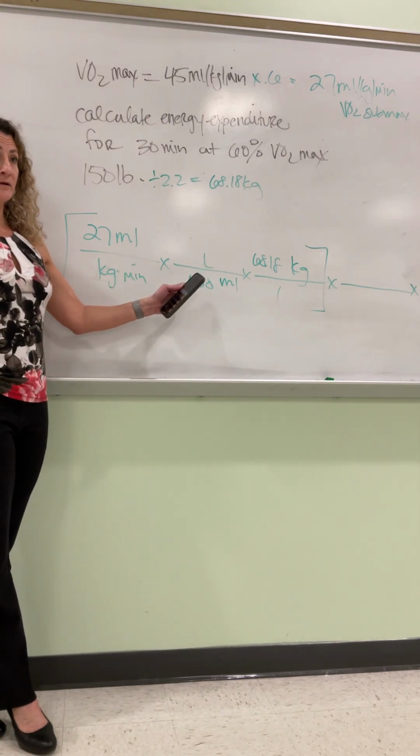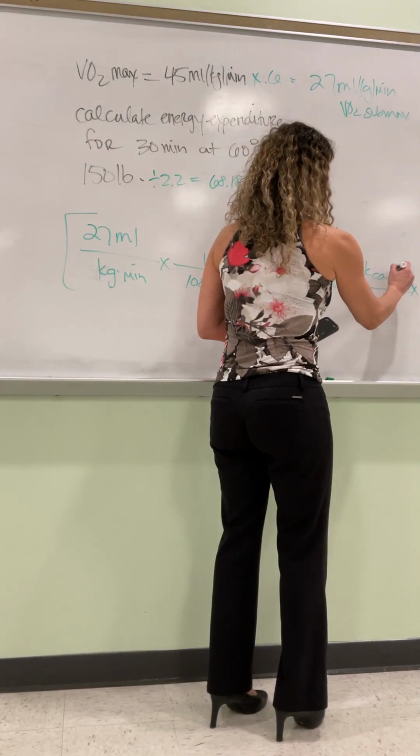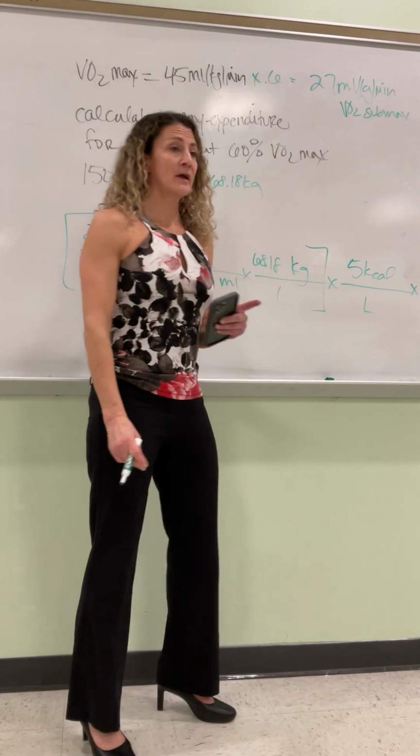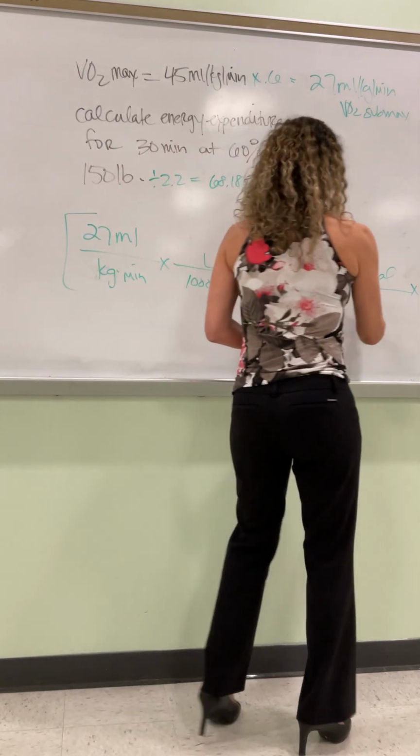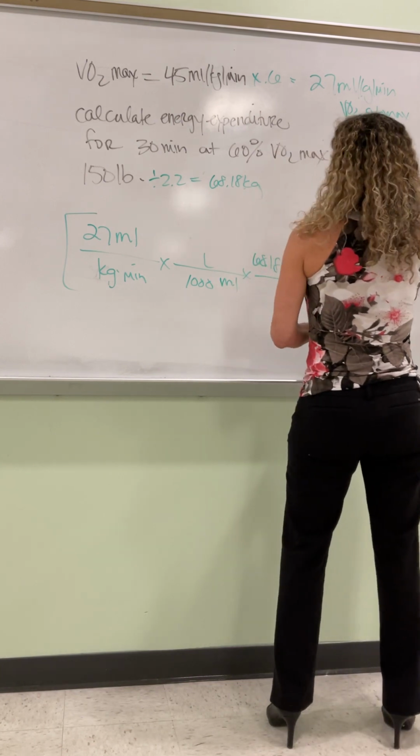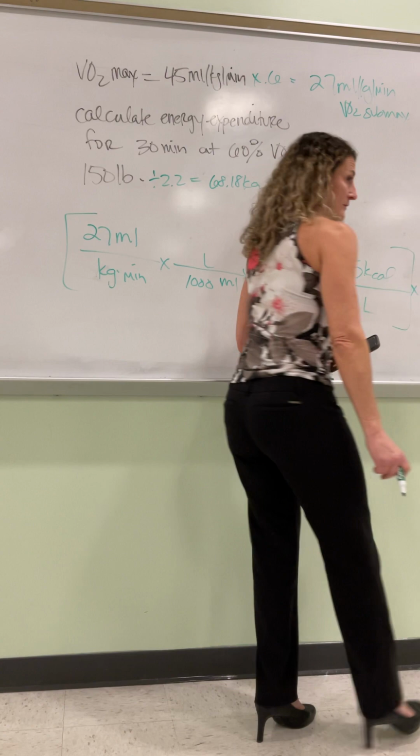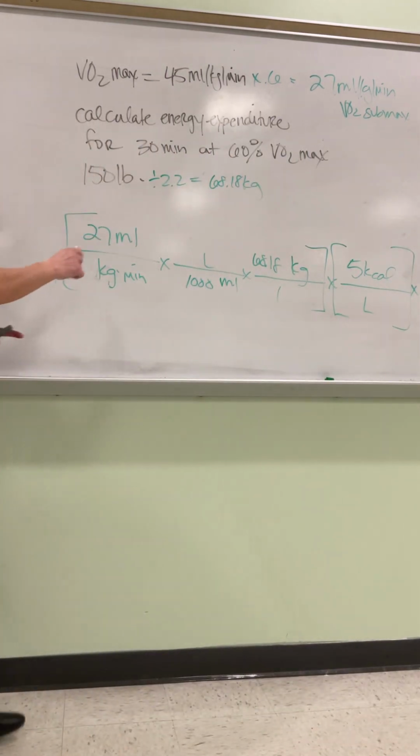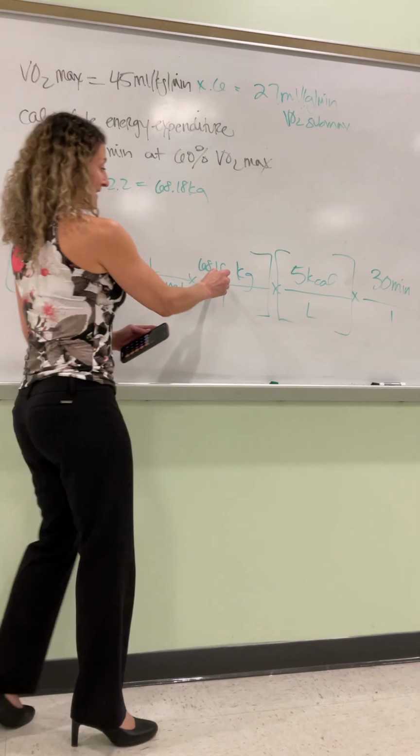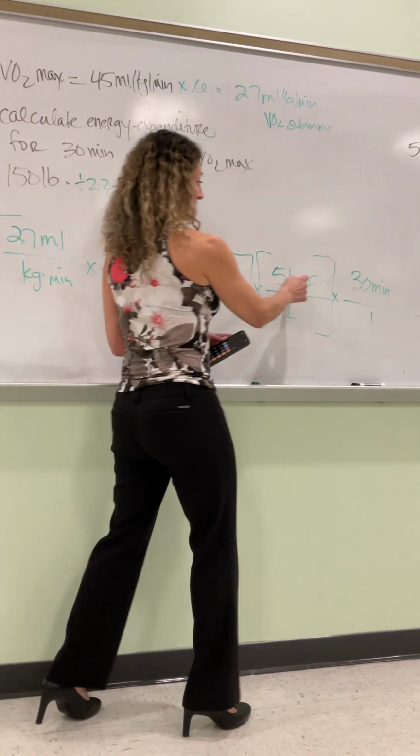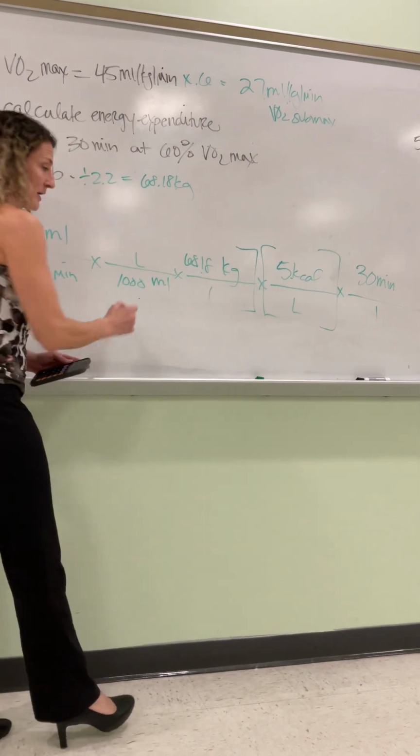liters per minute. Once we have liters per minute, we multiply by the caloric equivalent, 5 calories per liter, which will convert us into calories per minute. And then we multiply by minutes to convert it into calories. So here's what you type into your calculator: 27 divided by 1,000 times 68.18 times 5 times 30. Or you can do all the multiplication and then go back and divide by 1,000. Makes no difference.